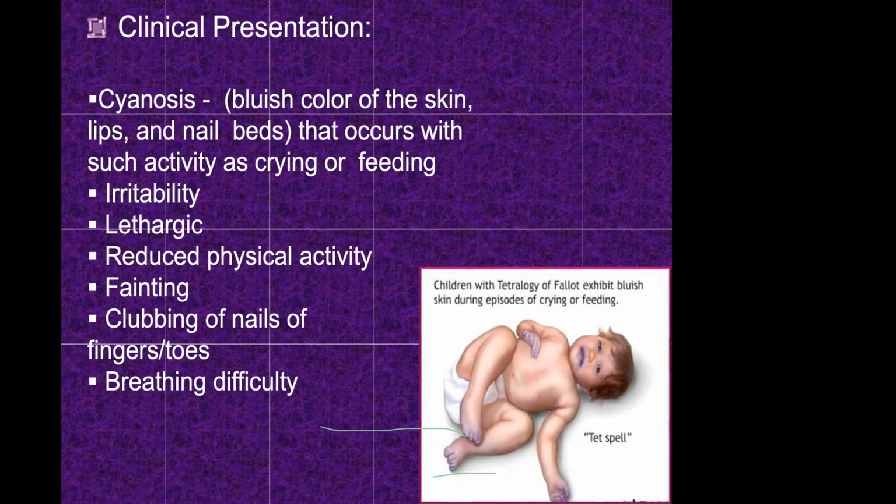So as a result, the oxygen-poor blood from the RV can flow directly into the aorta rather than going into the pulmonary artery to the lungs. Okay, due to which there will be decreased pulmonary blood flow and poorly oxygenated blood, which tends to cause cyanosis.